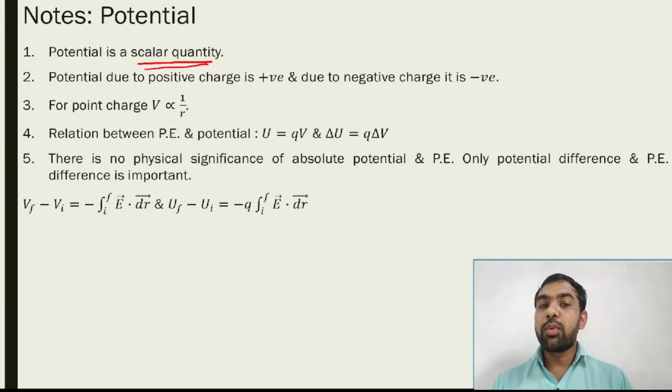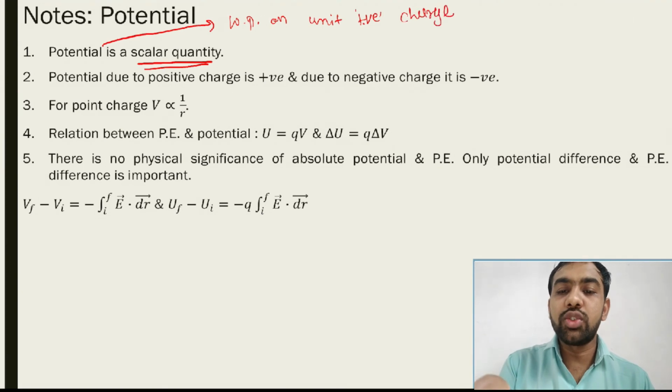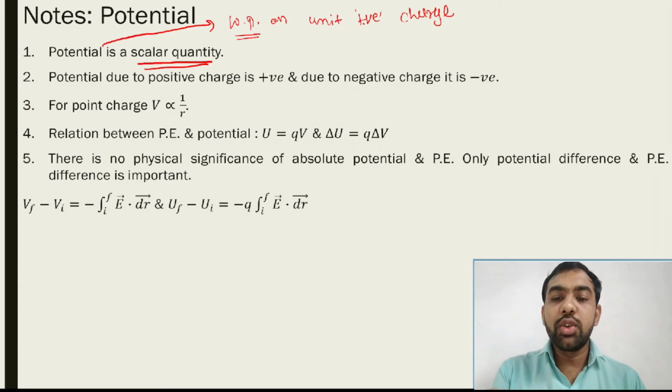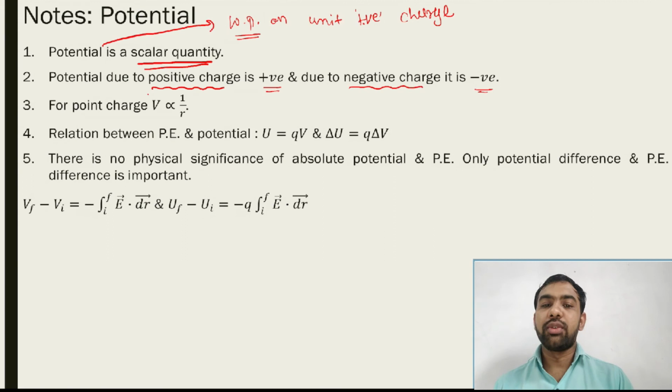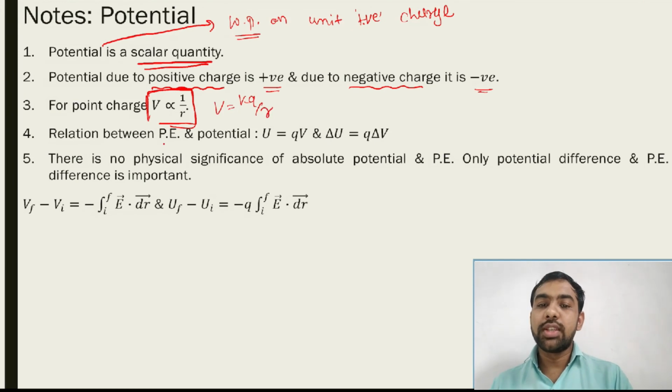Second, potential is nothing but work done on unit charge. Potential means work done on unit positive charge. So it is actually work done, and work done is a scalar quantity, so potential is also a scalar quantity. Potential due to a positive charge is positive and due to a negative charge is negative. So note this: for a point charge, V is equal to kq upon r. So V is proportional to 1 upon r, as we derived in this relation.